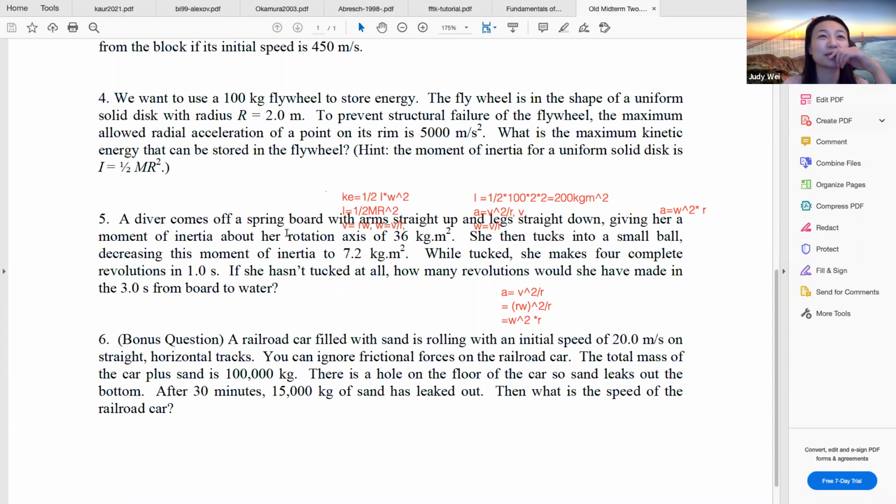A diver comes off a springboard. Okay, so basically, the moment of inertia is not constant here. What I want to say is, when you have your arms and legs pulled out, you have a bigger radius. When she tucks into a small ball, she has a smaller radius. So this is a key part to solve this question.